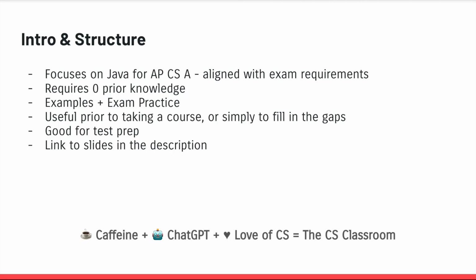What I first want to do is talk a little bit about the structure of this course and its individual components. So this course is going to focus on Java for the AP Computer Science A exam, and it aligns with all of the exam requirements. It's probably going to be about 9 or 10 parts. You're going to have everything you need to get a 5 on the AP Computer Science A exam.